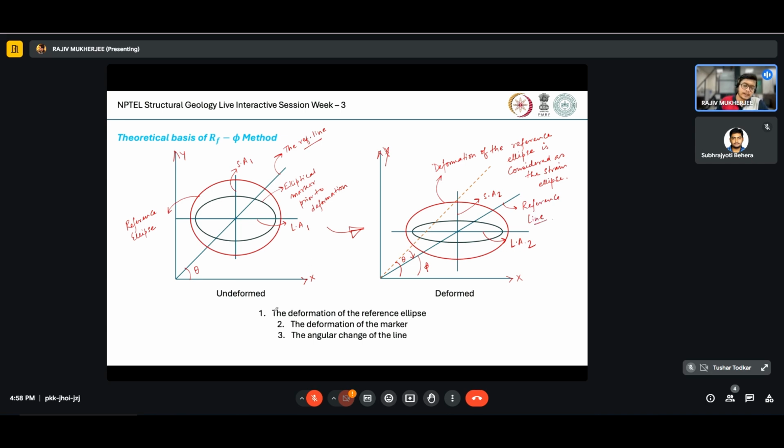So we consider three different things. One is the deformation of the reference ellipse, the second is the deformation of the marker, and third is the angular change of the reference line. Based on these three observations, we estimate the strain through this RFI method.